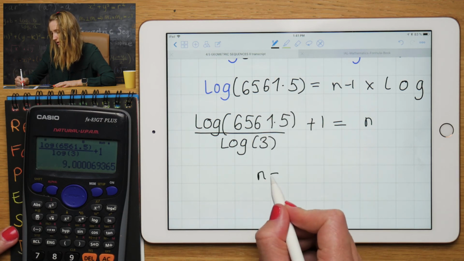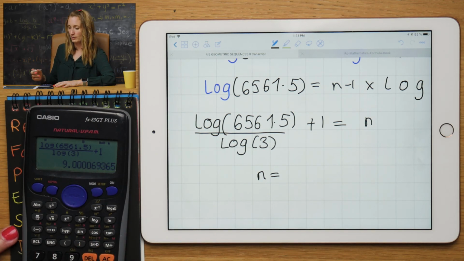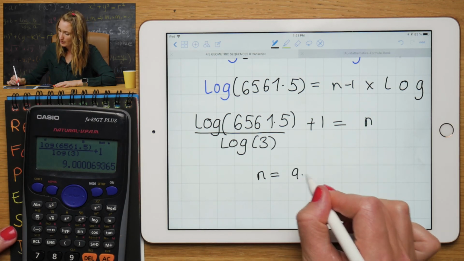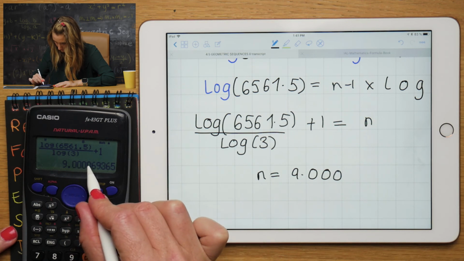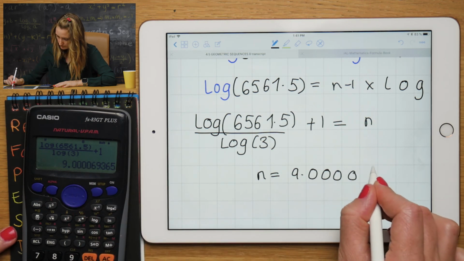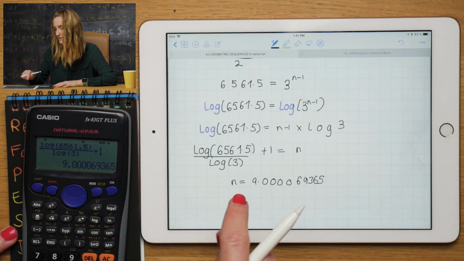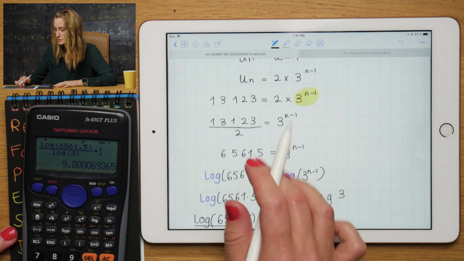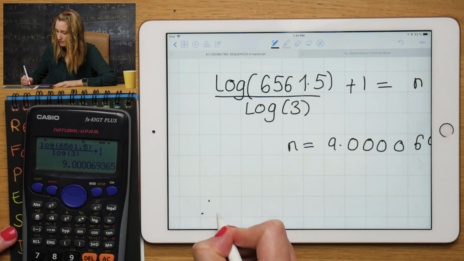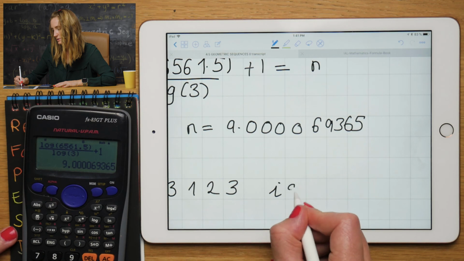So you can see that that gives me a decimal number for n. You have to look quite far along, but it's not a whole number. So n is 9.000 and so on. So because n is a decimal number, this number 13123 is not in the sequence. Therefore, 13123 is not in the sequence.